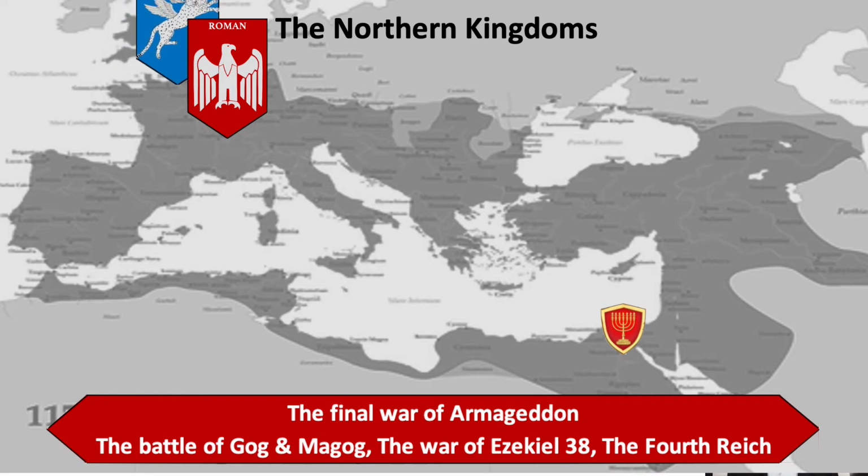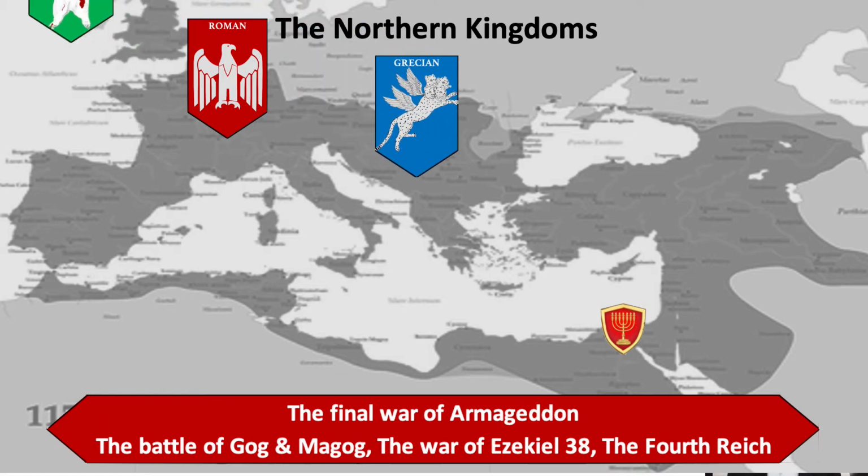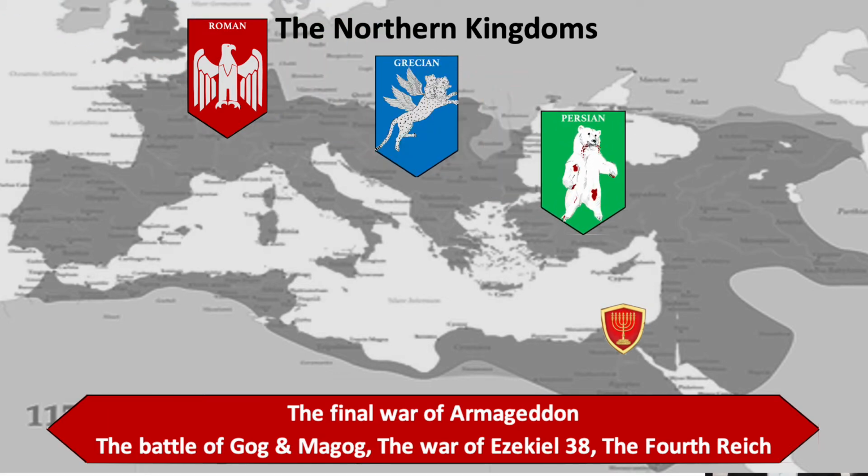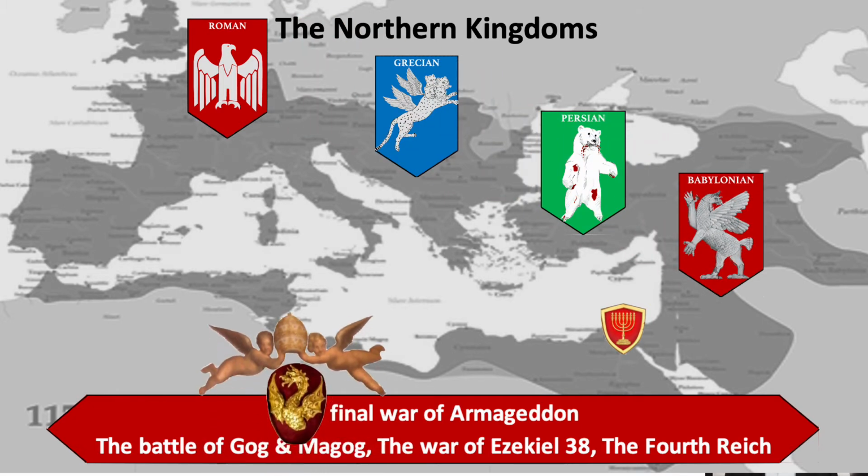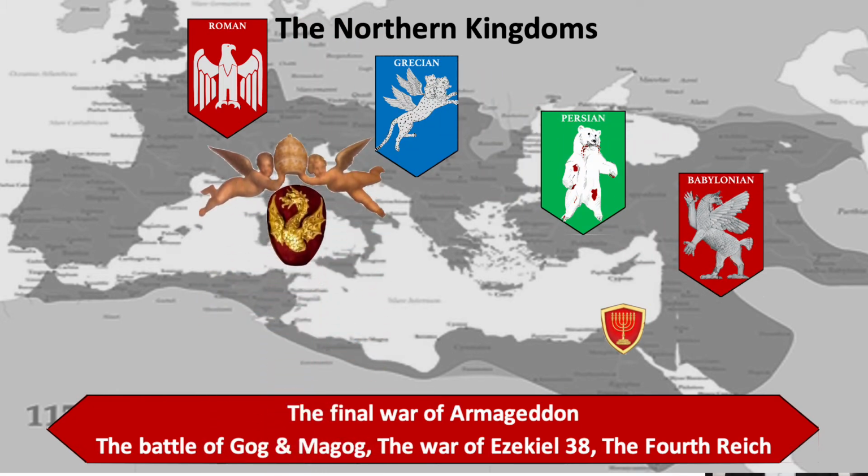The second is the Grecian kingdom. The third is the Persian kingdom. The fourth is the Babylonian kingdom. Plus the church who is crowning the dragon that controls the four kingdoms to attack Israel after they build the third temple, which I hope this helps many prepare for those days.